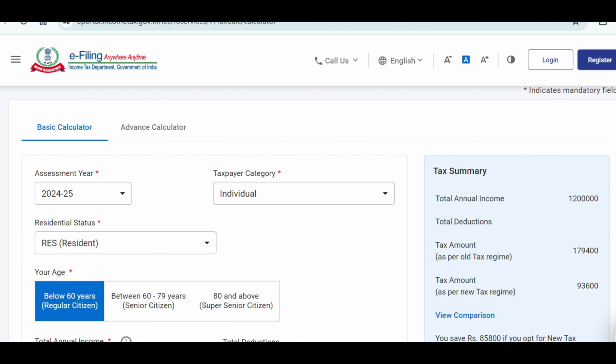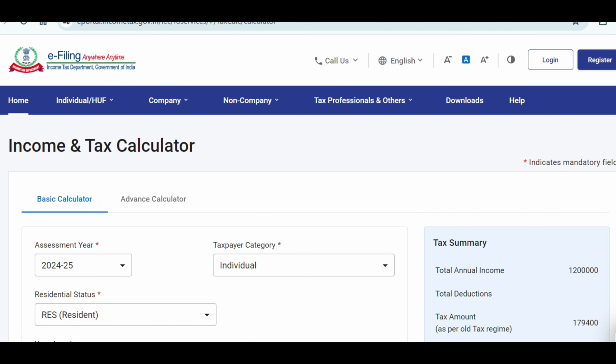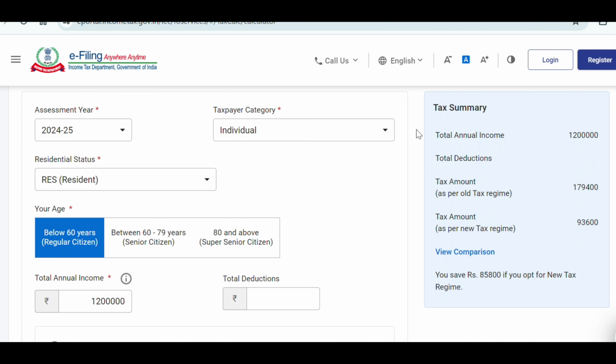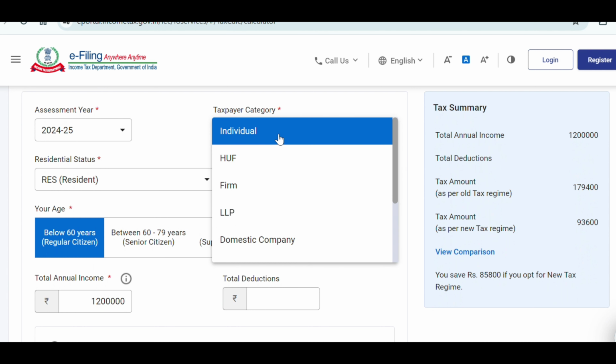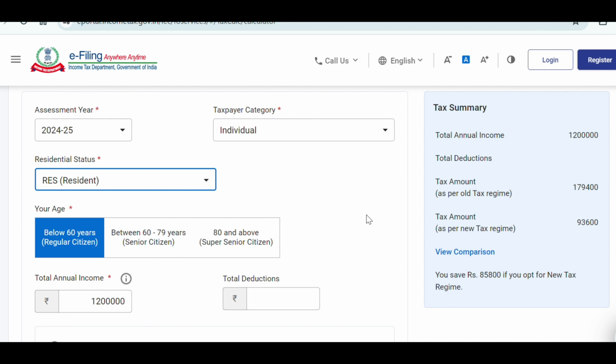For the purpose of tax calculation and comparison, I'm in this income tax calculator. You can go to this website, e-filing, Income Tax Department, Government of India, and find this tax calculator. For the assessment here, I'll select I'm an individual, I'm a resident of this nation, so I'll select resident.